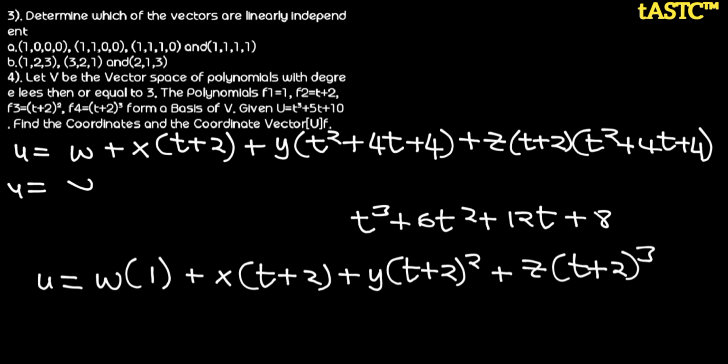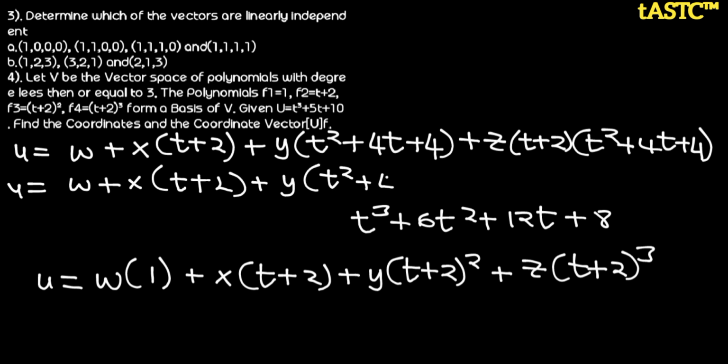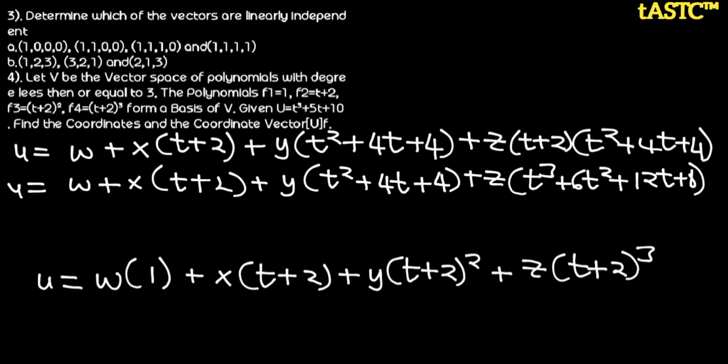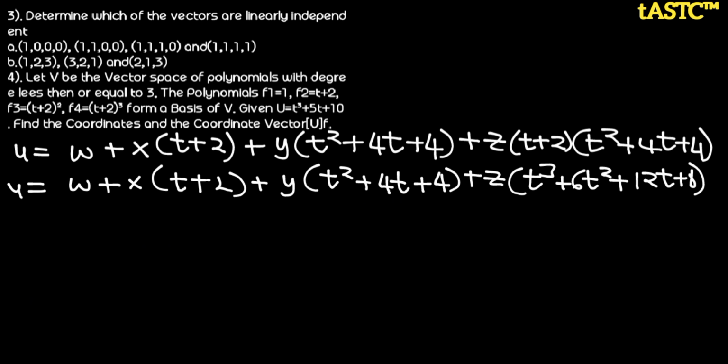So u will be equal to w plus x multiplied by t plus 2, plus y multiplied by t squared plus 4t plus 4. And this will be plus z multiplied by t cubed plus 6t squared plus 12t plus 8. So I'm just going to wipe this also. Now next up, we need to use this stuff and FOIL these brackets.